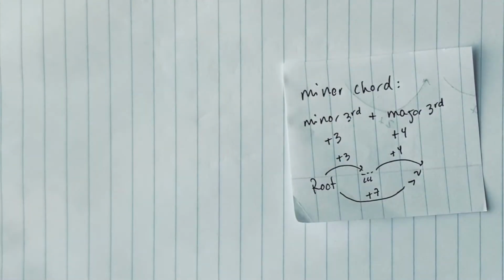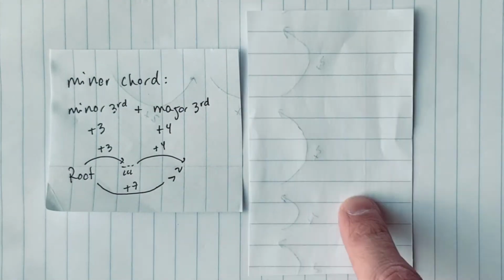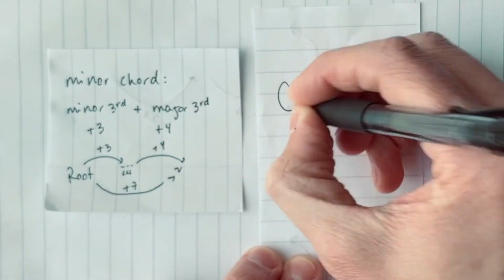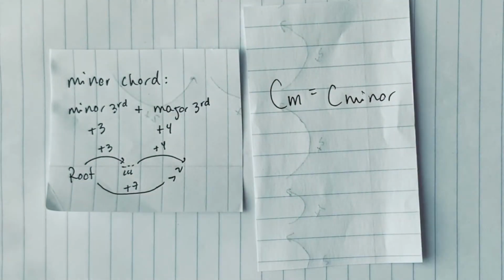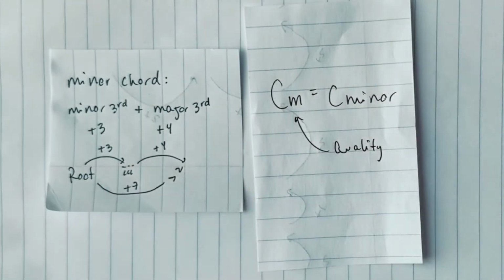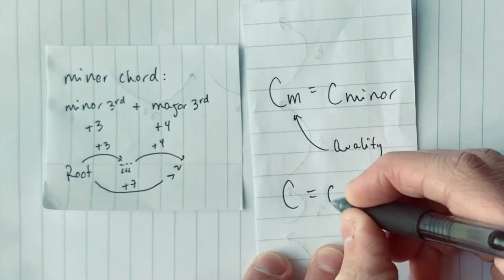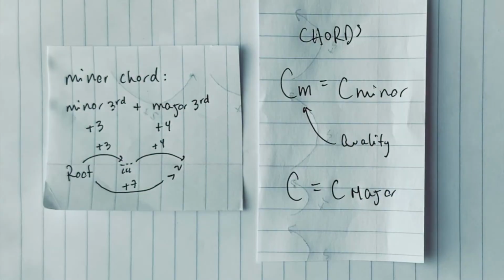To write minor chords, we write the note of the chord with a lowercase m right next to it. This denotes what's called the quality of the chord, if it's major or minor. And if you don't see anything right next to the note, again, just assume it's a major chord.